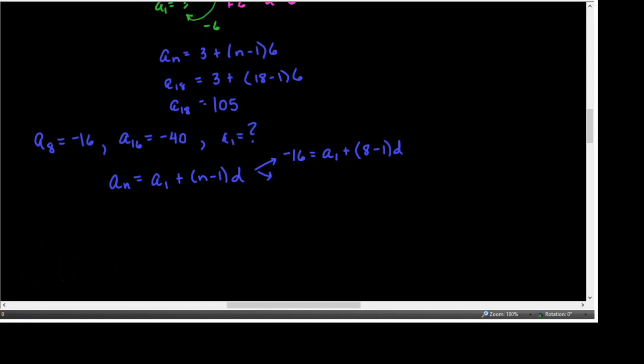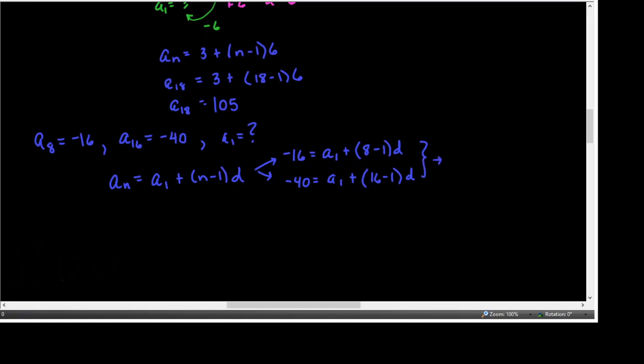Then I'm going to do the same thing with the other piece of information I was given. Negative 40 is one of my terms. And I'll get negative 40 by taking the unknown first term plus n, which for negative 40 they told me was 16, minus 1 times unknown d. And that has created a system of equations.